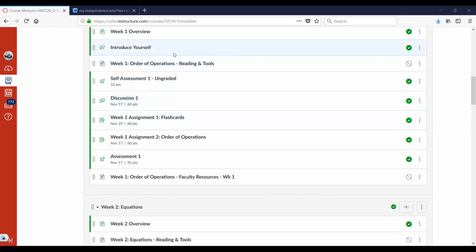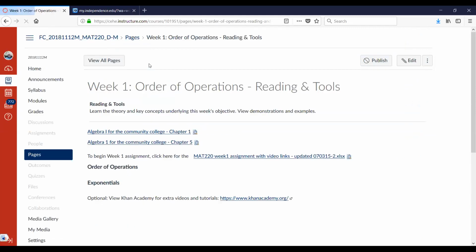In the first week, we're going to be discussing the order of operations. That's what I'll be doing today. You'll see in readings and tools, you'll find a link to some extra videos and so forth from Khan Academy. I urge you to look at them.